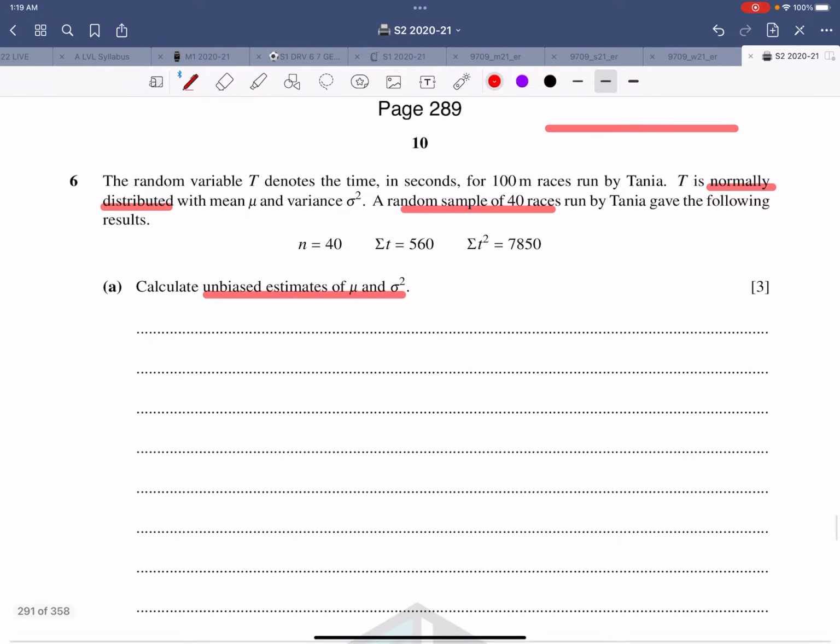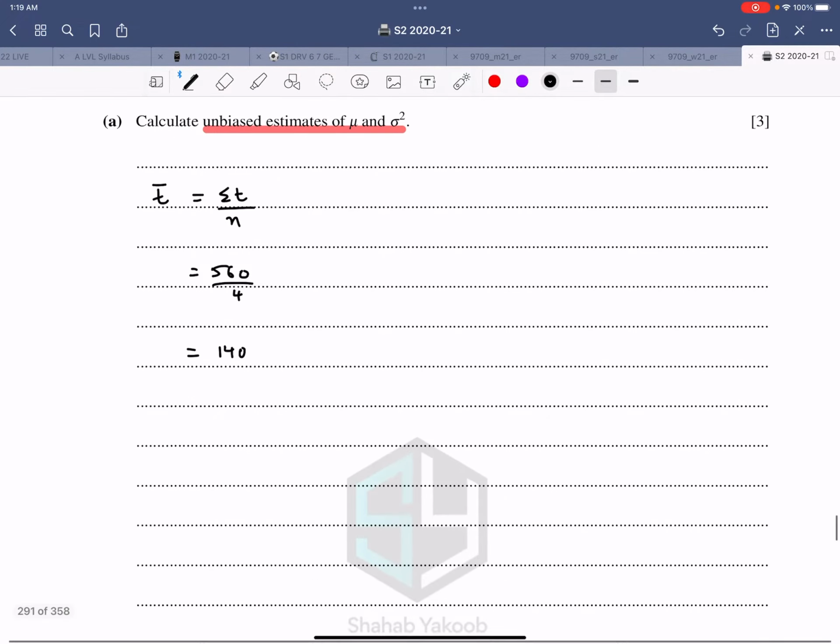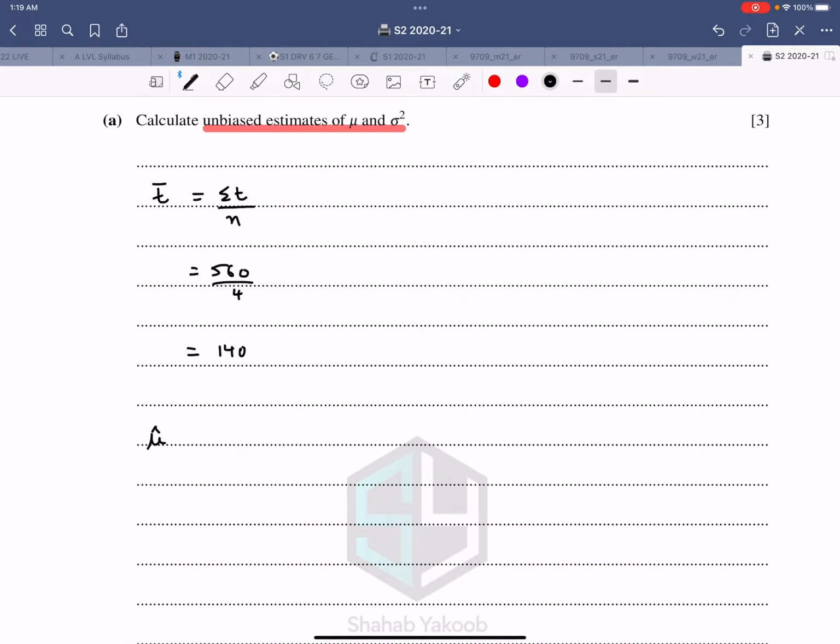Let's first talk about T bar. That is sigma T over N, which is 560 divided by 4. So that is 140. So that is the mean of Tanya's data. That is the first thing. Unbiased estimate of population mean is the same thing as sample mean. So therefore this is 140.